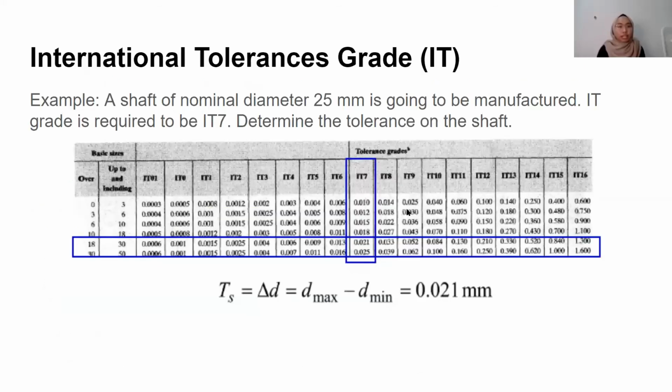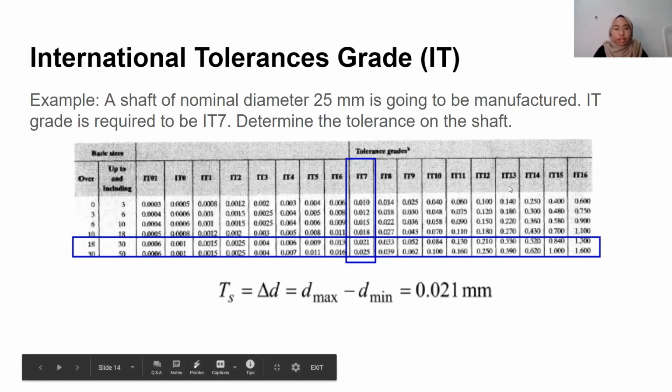Okay, thank you, Iyad. So next we continue to the example. A shaft nominal diameter 25 mm is going to be manufactured. IT grade is required to be IT7. Determine the tolerance on the shaft.